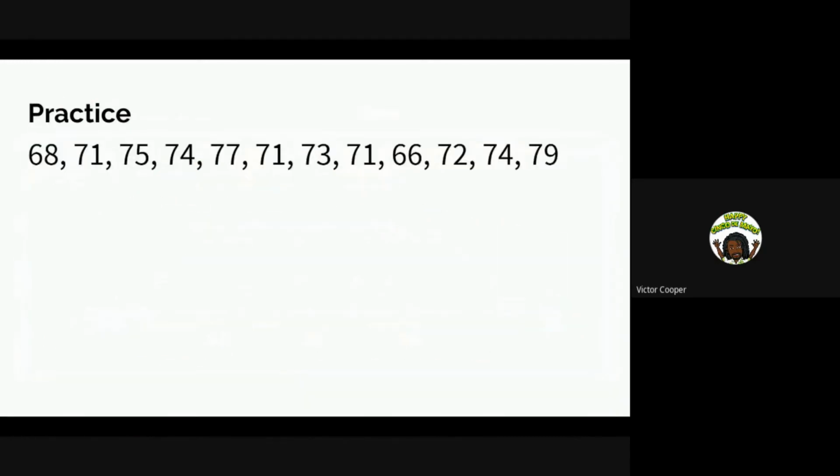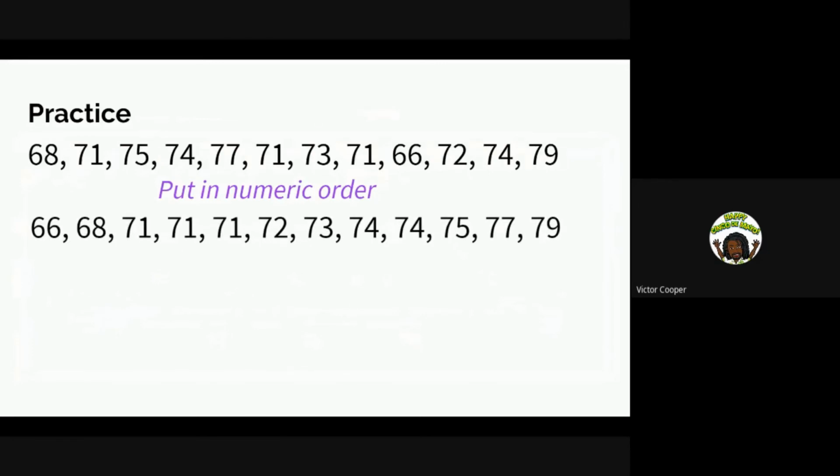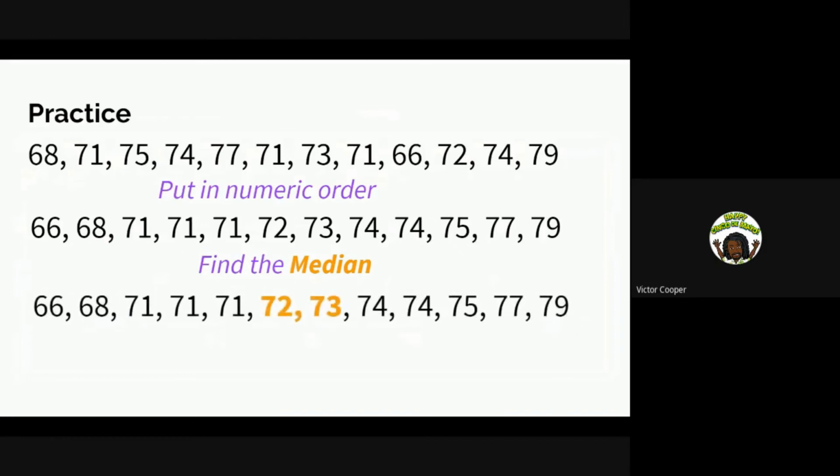Okay. Here are our numbers. They're all out of order. First thing we're going to do, put it in numeric order. Okay. So putting these bad boys in numeric order puts it looking like this. Now, someone tell me how many numbers do we have here? So yes, it's 12. So this is a situation in which it's an even set of numbers, which makes it, hey, now we got two numbers in the middle.